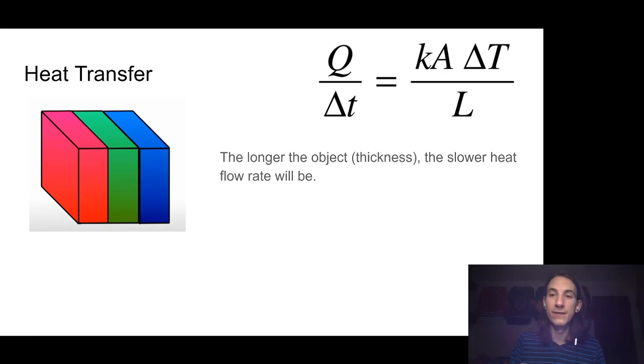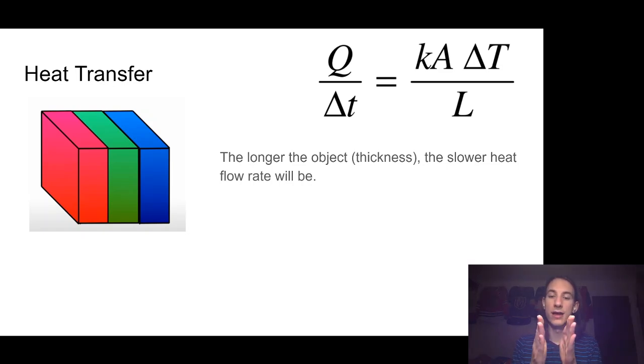But so we have that term L on the bottom of our equation that tells us that if the object is longer, if we have a greater thickness, if this green thing was a lot longer, a lot thicker, then we'll have a slower heat flow rate. Because if we think about it, if we put that red object and the blue object right on top of each other, all the particles in the red object will be able to collide with the particles in that blue object, and we'll be able to have this nice exchange.